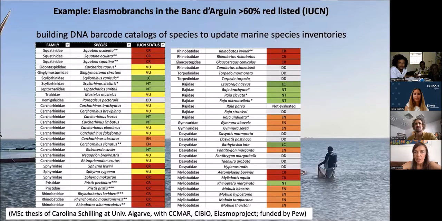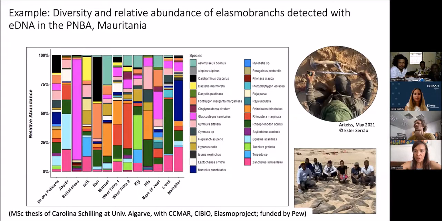Here is an example of DNA barcodes from the catalog of elasmobranchs from Mauritania. This was done at the University of Algarve with the collaboration of the local institutions from Mauritania. The catalog of all the DNA barcodes of all the species of Mauritania was used to identify which species were present at different sites. These are different sites along the Banc d'Arguin in Mauritania, and in this way, just with water samples, you can identify the species of sharks and rays present at the different sites and their relative abundances along the Banc d'Arguin.